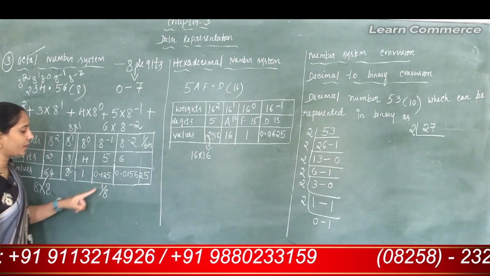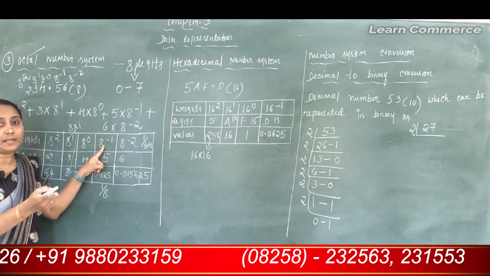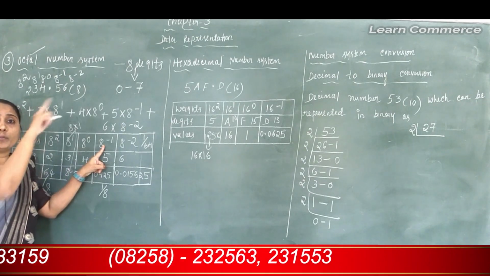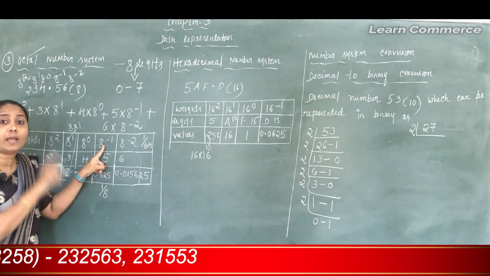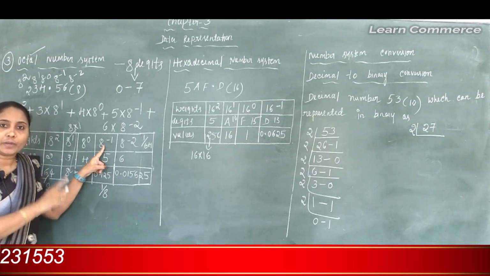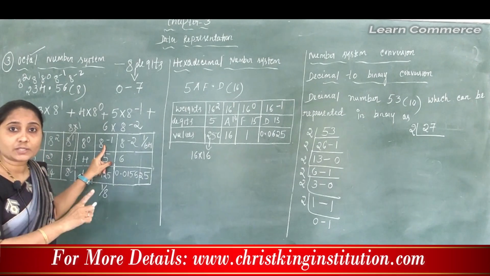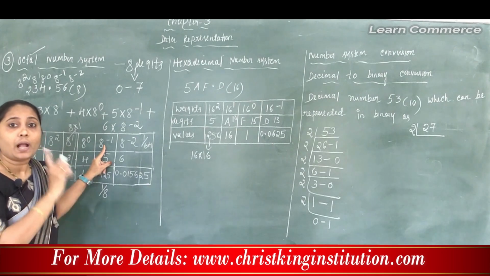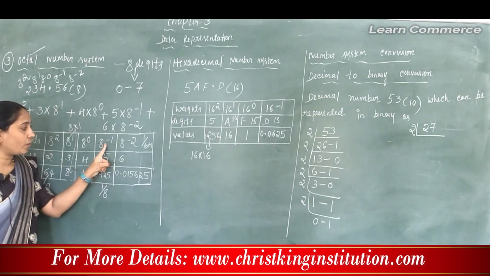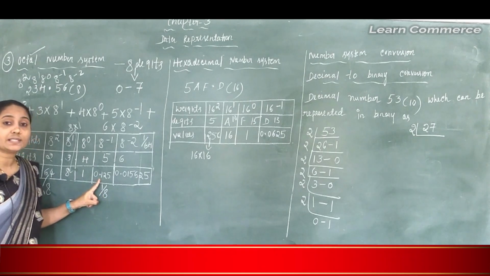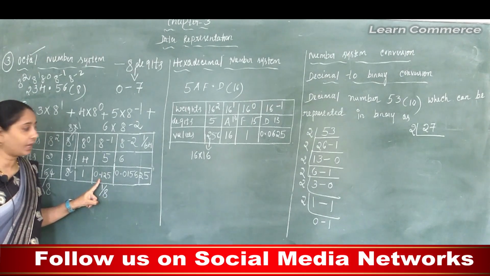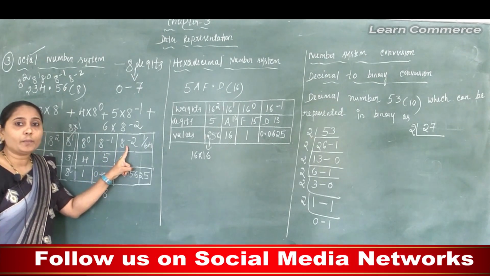Clear this one, 1 by 8. 8 minus 1, just like 10 minus 1 is 1 by 10, we have used that. In the same way, in the octal number we know the positional value is 8. Positional value, radix value, base value are all equal to 8 here. So 1 by 8 the value will be 0.125, and later next one 8 minus 2.